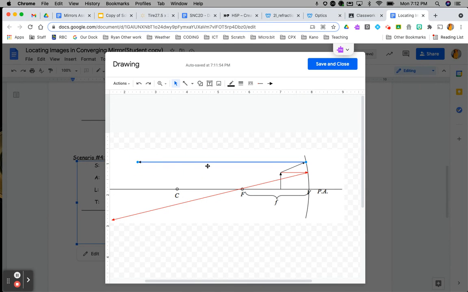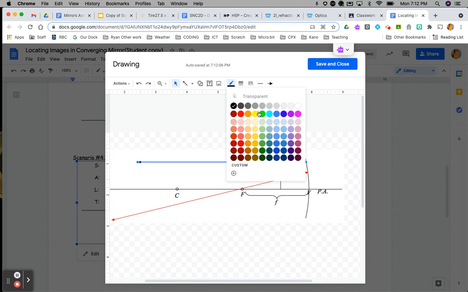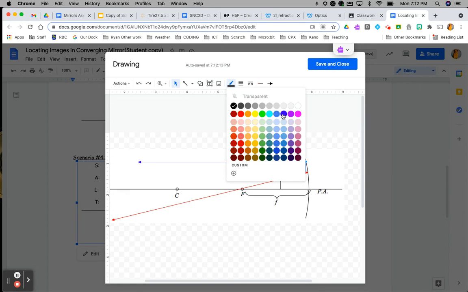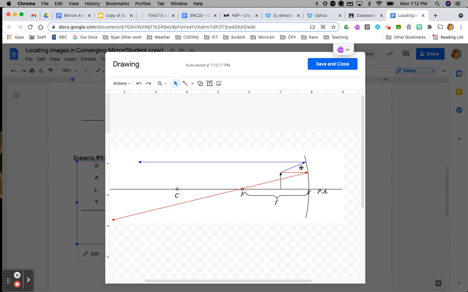So you're going to have to extend the reflected rays. So that's one of the reflected rays. Let me make these blue so they're a little bit easier to differentiate between the two. That means you have to take the reflected ray. So this is our reflected ray, this is our reflected ray, and this is our incident ray, and that's our incident ray down there.